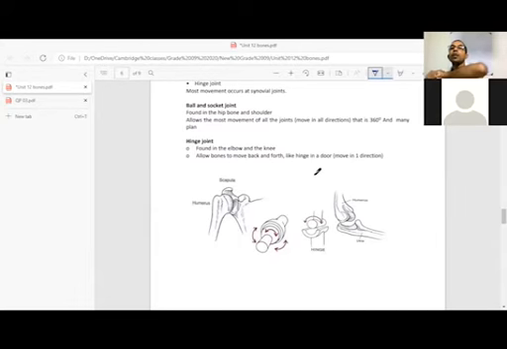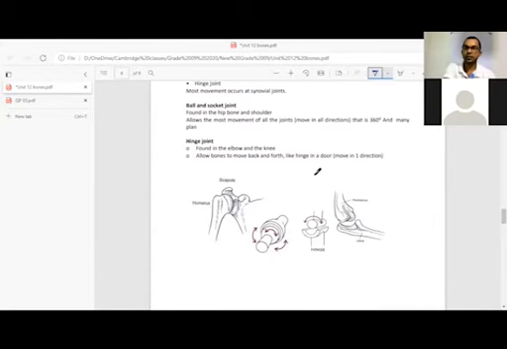That means we can move in all directions, that is 360 degrees, in many planes. So we have a ball and socket joint here, and there's a vast area in which we can move the joint. It allows movement in all directions, like this and like this, right? That is the ball and socket joint.